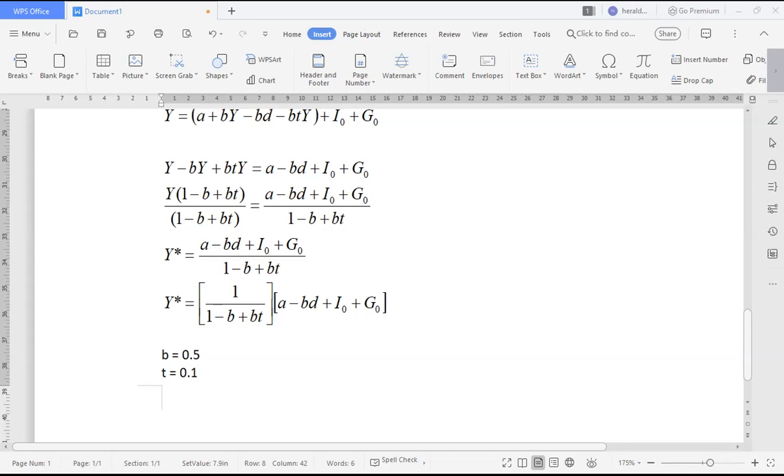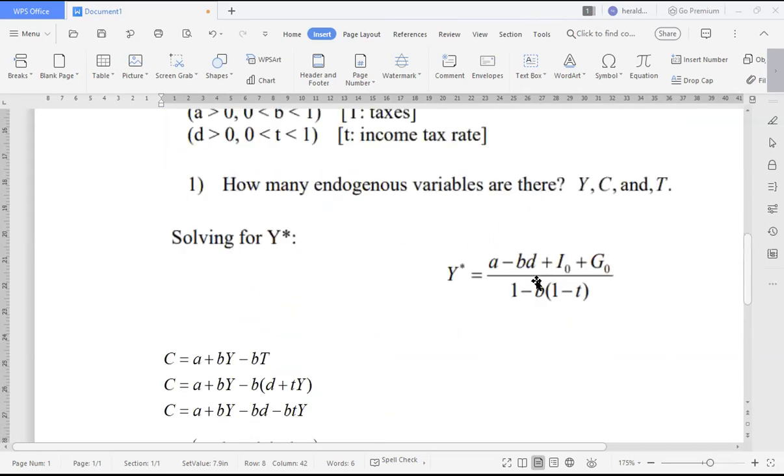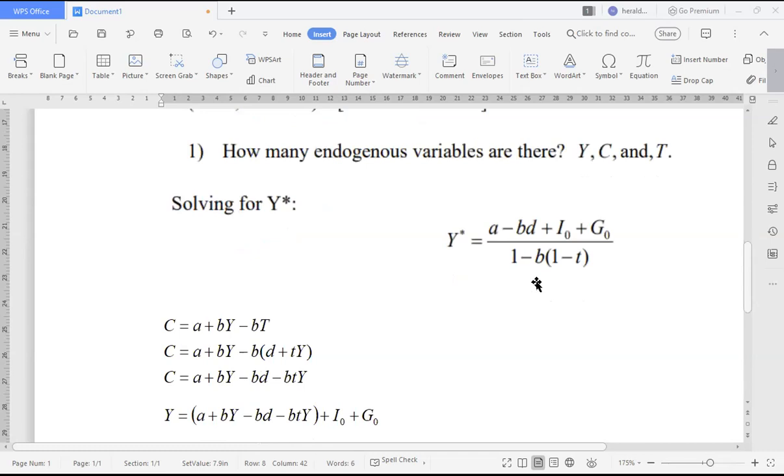But what I'm asking is, how was B extracted from the expression 1 minus B plus BP? Is it possible for us to extract B from minus B plus BP?